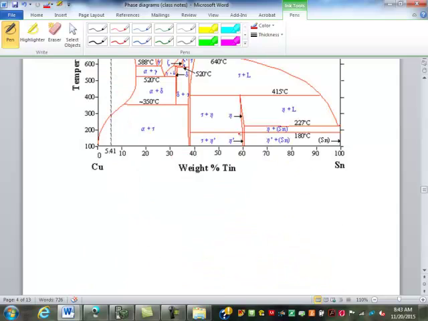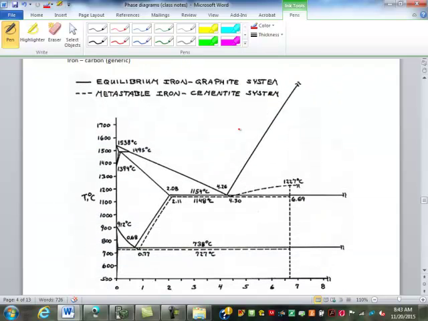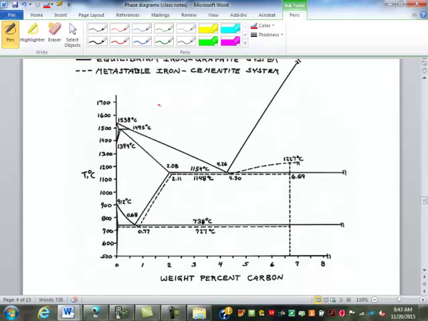This is more complex. This is your iron-carbon diagram. So this is 0% carbon, pure iron. Right here, that's 0.43% carbon. You hit a eutectic point. You go directly from solid to melting. You don't have a mush stage in your steel.